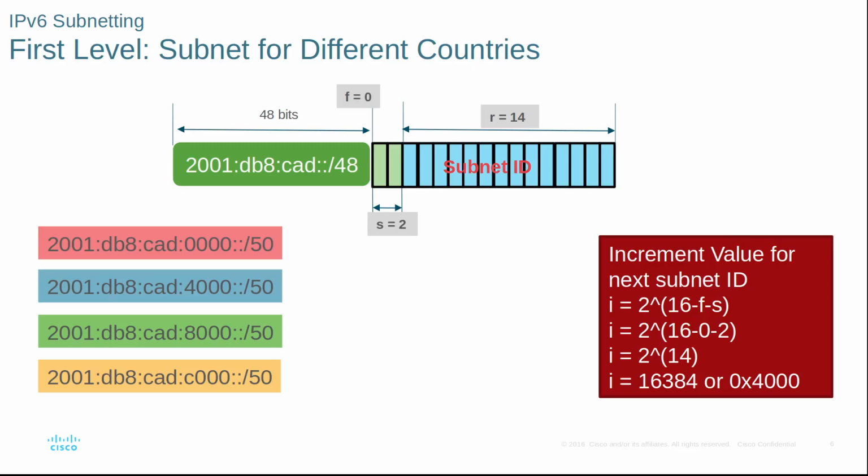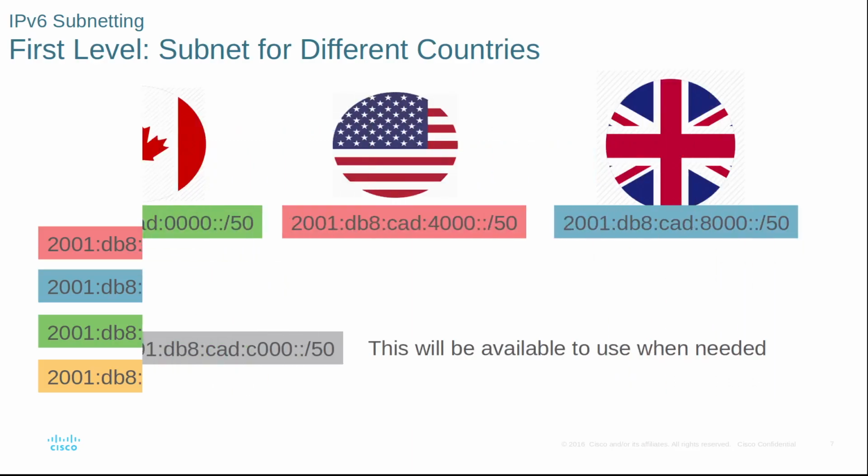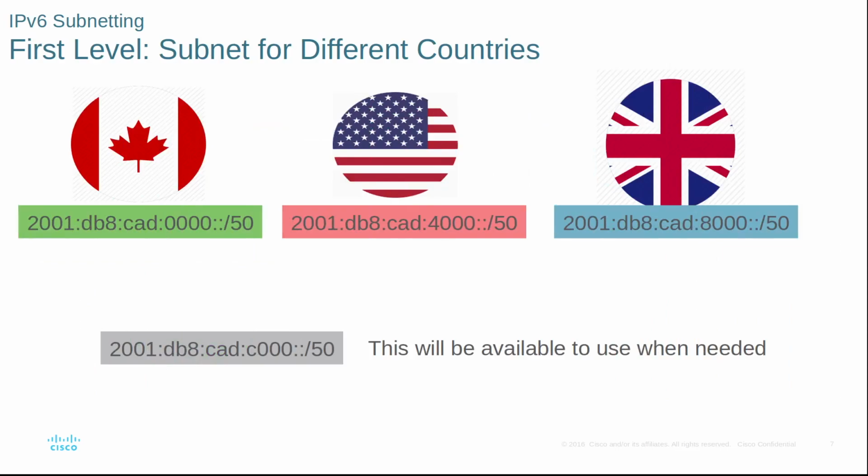We have 2001:db8:cad:0000, your initial reservation, right? And then we're incrementing by 4, so we have 4, 8, and 12, which is C, all /50. We're going to assign this one to one country, this one to another country, this one to another country, and this is just future expansion. In this particular case, 0000 goes to Canada, 4000 goes to the United States, 8000 goes to the UK, and C000 just gets used as needed later.